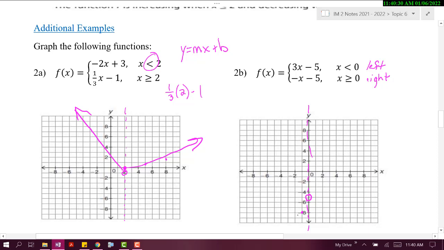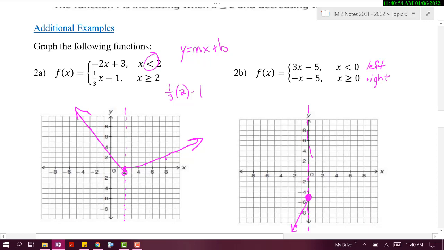1, 2, 1, 2, 3, over 1. So it looks like that. Now when we start with the right side, the y-intercept is also negative 5, and because 0 is included in the set, we can color that in as a part of the second function, not the first one.